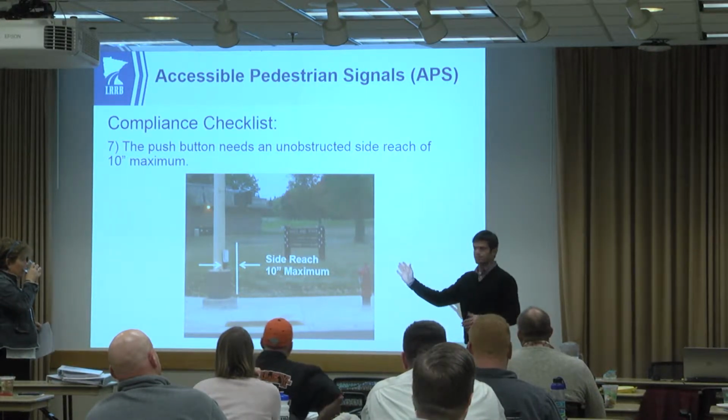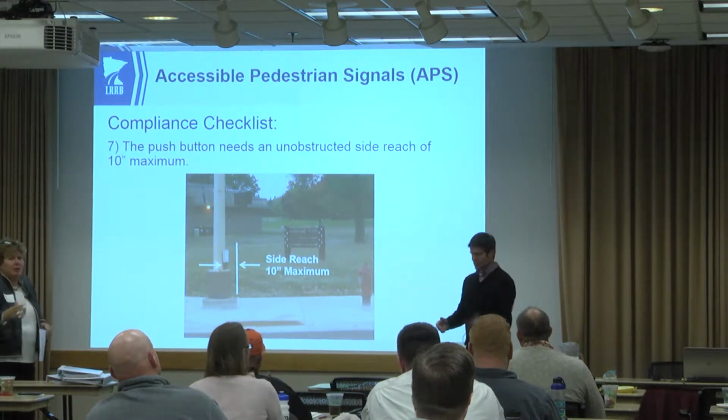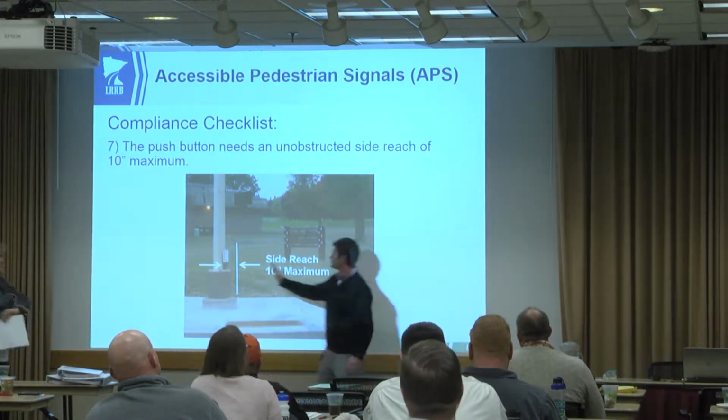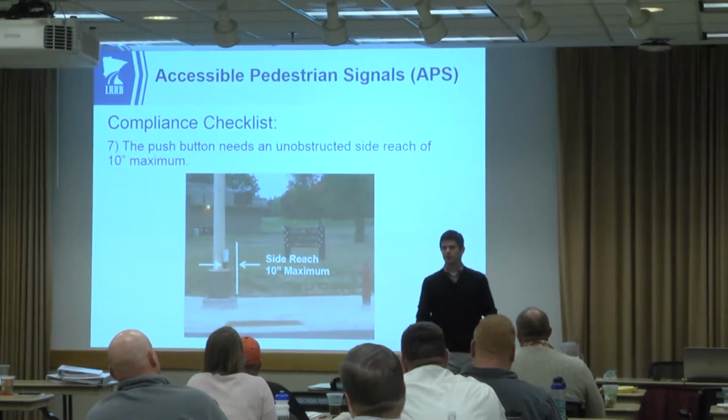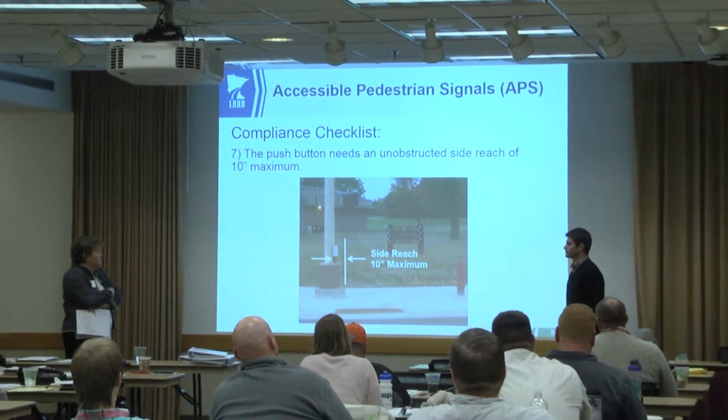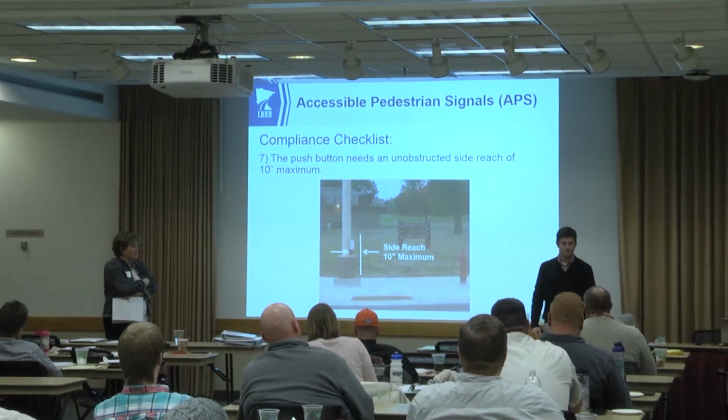adapting extensions. There we go. You can install that and put the button in the face, extend it out away from the pole. Probably the cheaper way to alleviate that source of non-compliance.